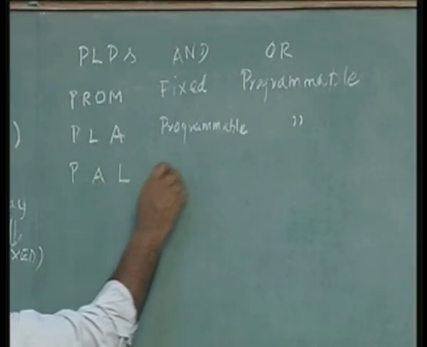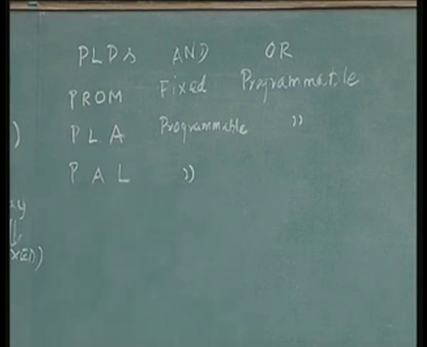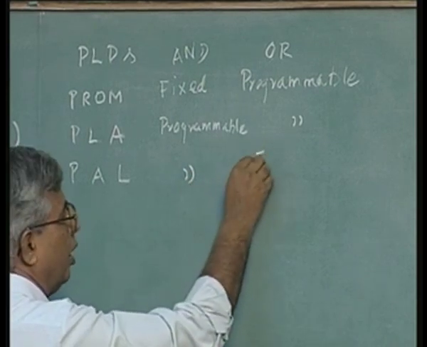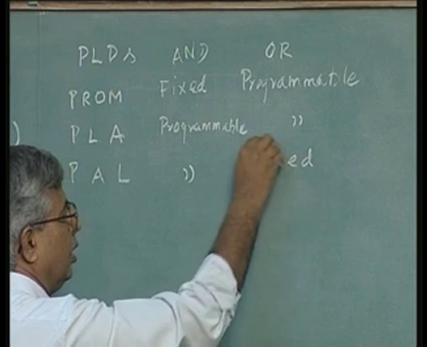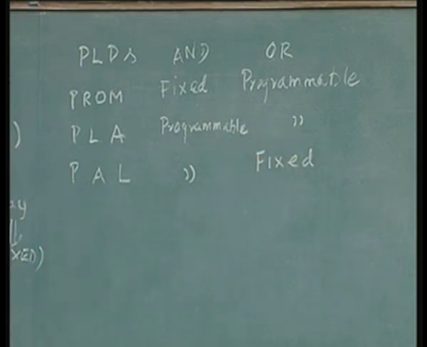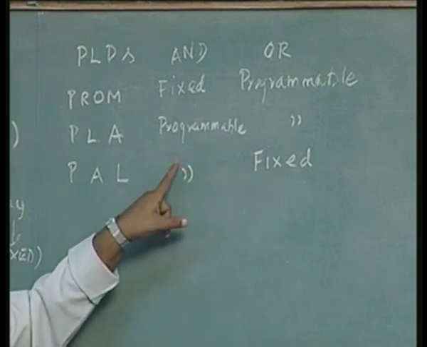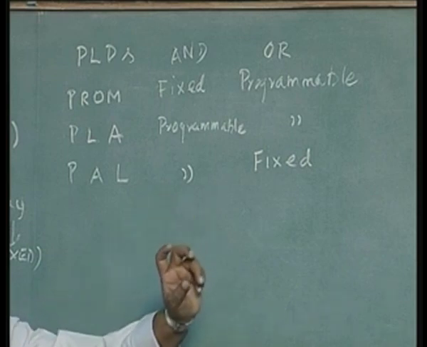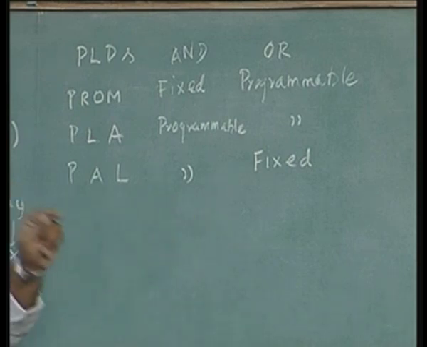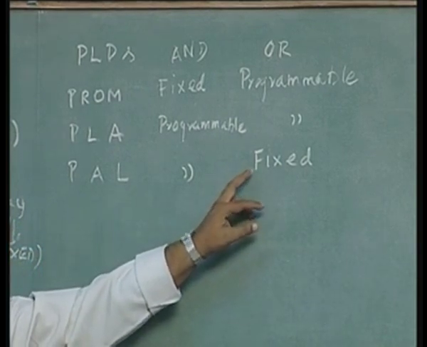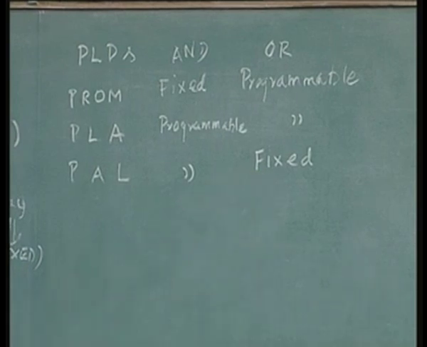PAL, on the other hand, will have a programmable AND gate. That means I can generate product terms based on the requirement of the function, but the inputs to the OR gates are fixed. OR gates do not have a programmable functionality. OR gates have fixed functionality. That means to that extent it gets restricted. Once you have generated the product terms, how many product terms and which product terms go into each of the OR gates is restricted. So we cannot change that.